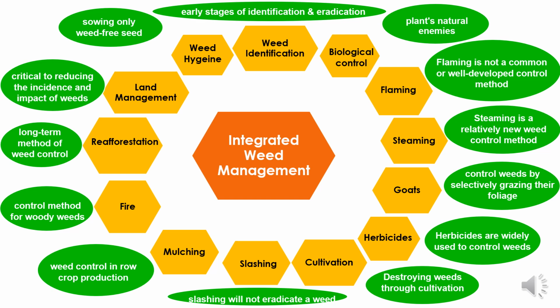Next component is land management. Good land management is critical to reducing the incidence and impact of weeds. The initial increased costs associated with better land management are compensated by reduced weed control costs. Next is weed hygiene. Weed hygiene includes sowing only weed-free seed, cleaning machinery and vehicles, checking clothing and equipment for weed seeds or weed fragments, and removing sources of weed reinfestation around a control site.